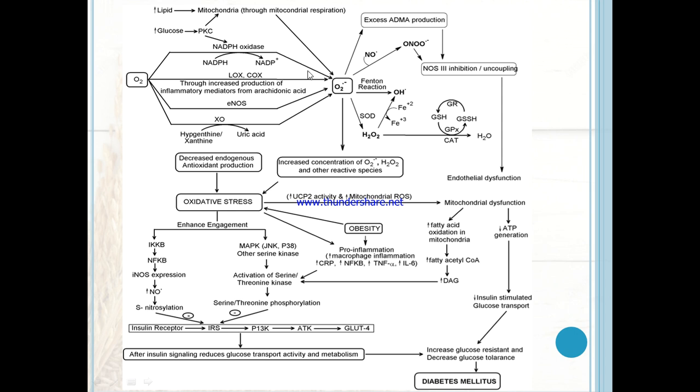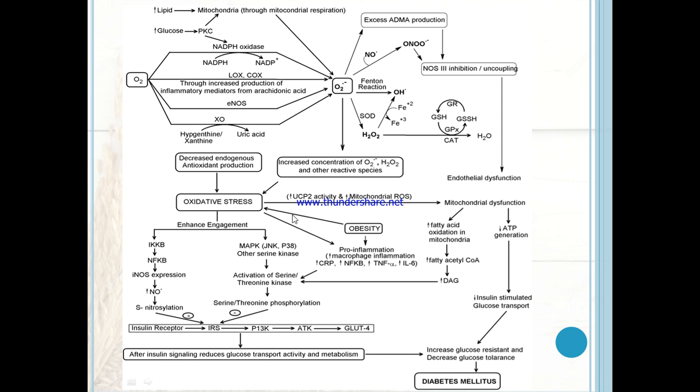Now whenever there is oxidative stress, this particular process will be hampered, and it will cause a decrease in glucose transport and the metabolism of glucose. As a result, there will be glucose resistance, or you can say that the glucose level will increase.